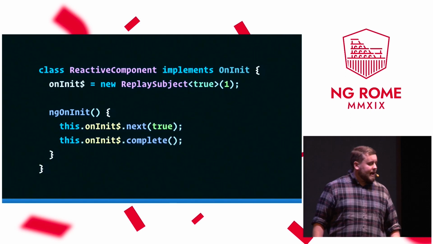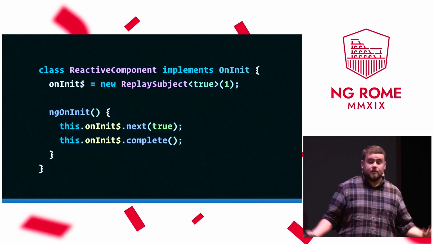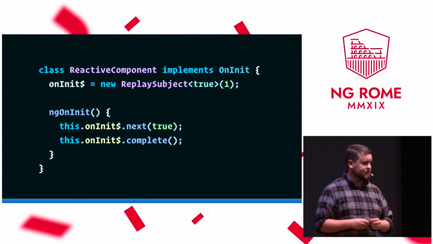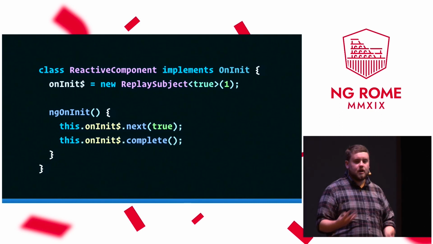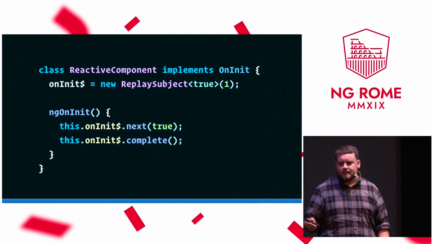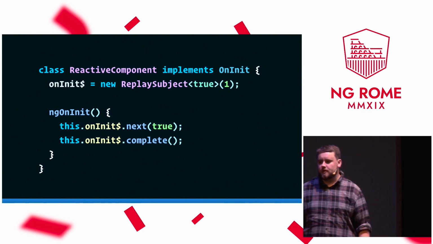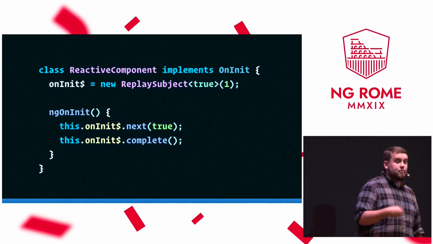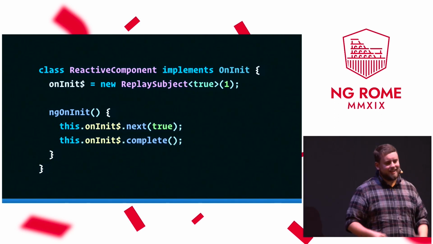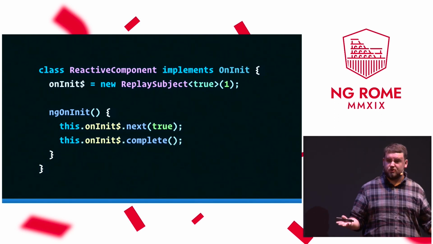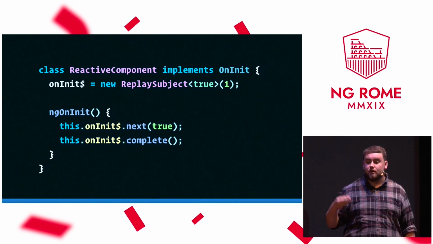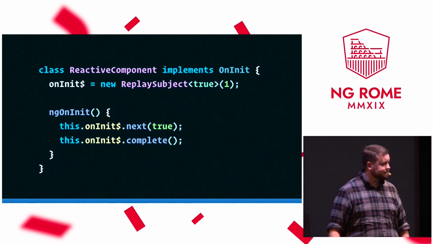To do that, I'm going to create a new property that the child component can use so it can access these lifecycle hooks as observables as well. And I'm going to call this property onInit. And I'm going to assign it to a new replay subject with a buffer size of 1. When ngOnInit is called, I'm going to push a value into that subject. It doesn't matter which value. I'm just going to use true for now. And then I'm going to mark that subject as complete to let the consumer know that there will be no more values emitted from it.